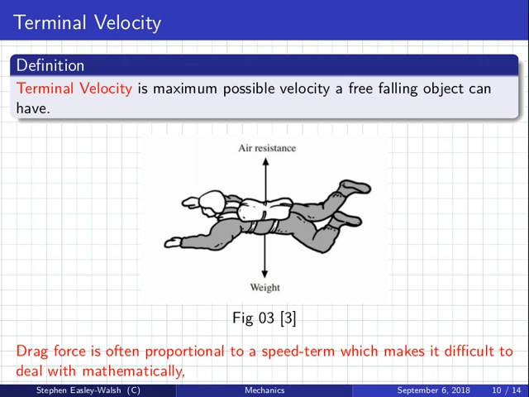And the reason for that is because his weight now equals the drag. So he's still falling, but he's not accelerating. His speed is constant. This is called the terminal velocity. It's the maximum velocity a falling object can have.